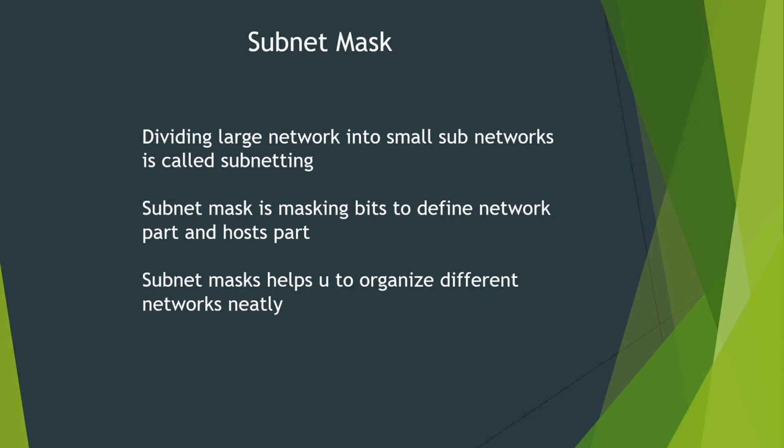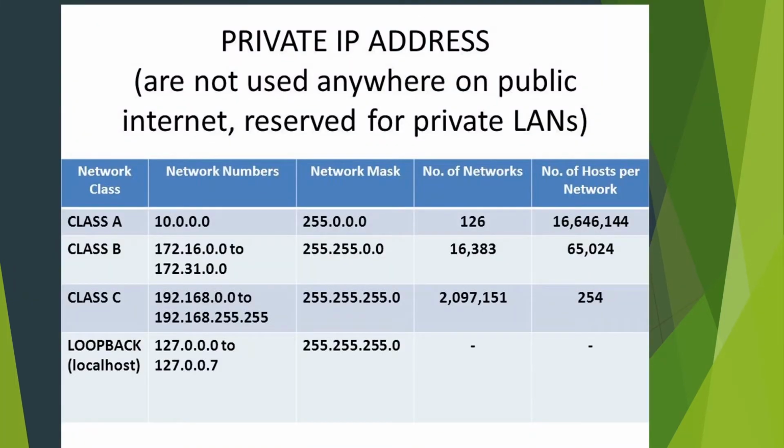So let's see the private IP ranges. We have discussed that there are mainly these classes A, B, C, and we also discussed D and E, but we will only look at these three classes, A, B, C. These private IP addresses are not used anywhere on the public internet. They are only used in private local area networks, so these IP addresses cannot communicate with the outer world.